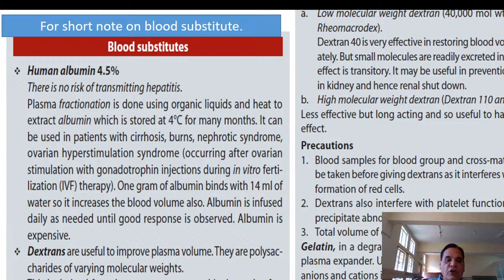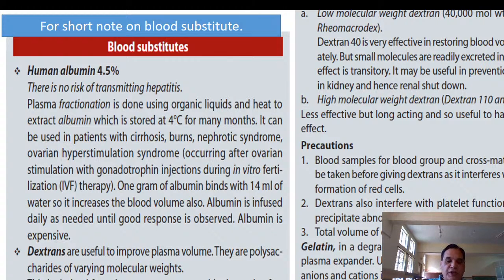1 gram of albumin binds with 14 ml of water. Crystalloids do not increase the volume because they are immediately washed off. Here albumin binds to 14 ml of water, so blood volume will be increased. The volume will not be limited, and albumin is infused daily as needed according to response. But albumin is expensive.